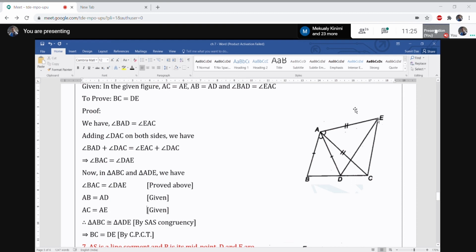BAC and EAD we already proved here. Yeah, DAE. And AB equal to AD and AC equal to AE. Okay, both sides are given. So these two triangles, look carefully, triangle ABC and triangle ADE are congruent.